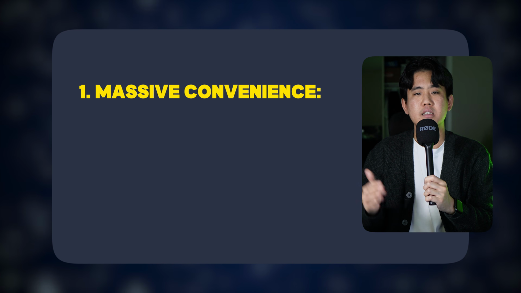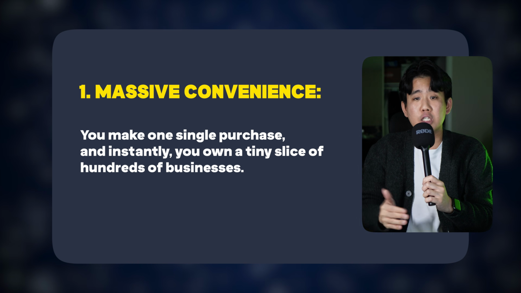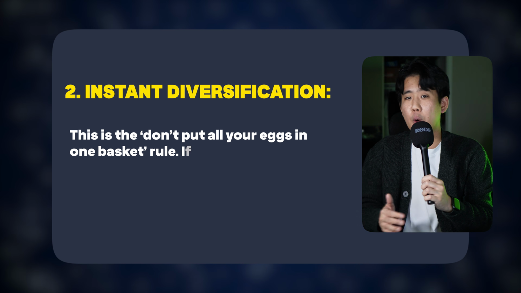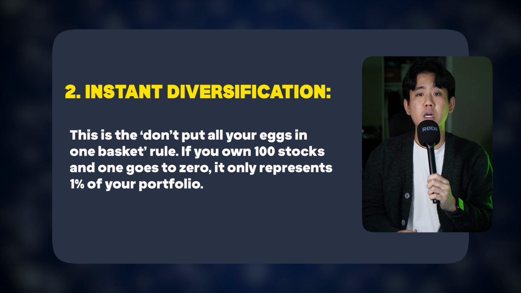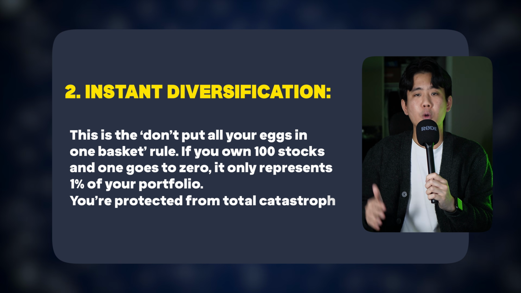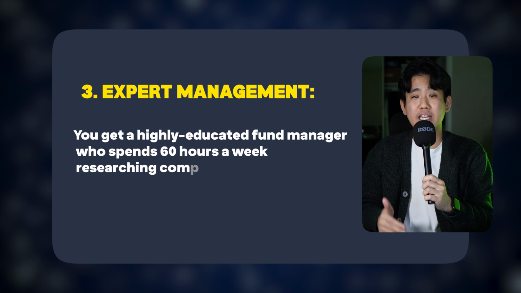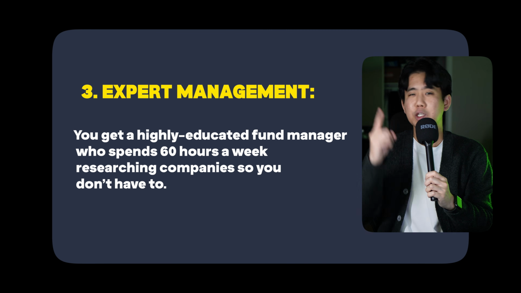There are three main pillars that make mutual funds attractive. Number one is massive convenience. You make one single purchase and instantly you own a tiny slice of hundreds of businesses. Number two is instant diversification. This is the "don't put all your eggs in one basket" rule. If you own 100 stocks and one goes to zero, it only represents 1% of your portfolio. You're basically protected from total catastrophe. And number three is expert management. You get a highly educated fund manager who spends 60 hours a week researching companies so you don't have to.